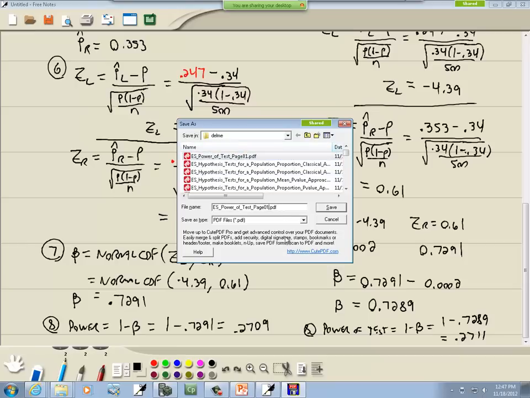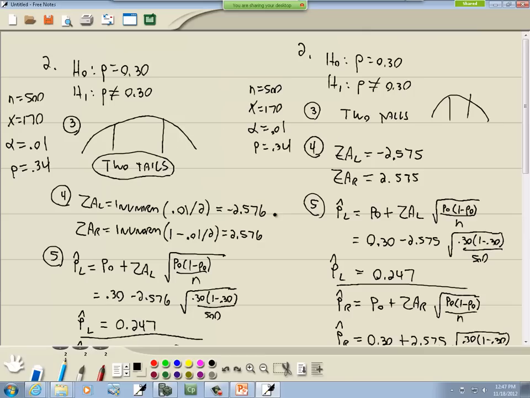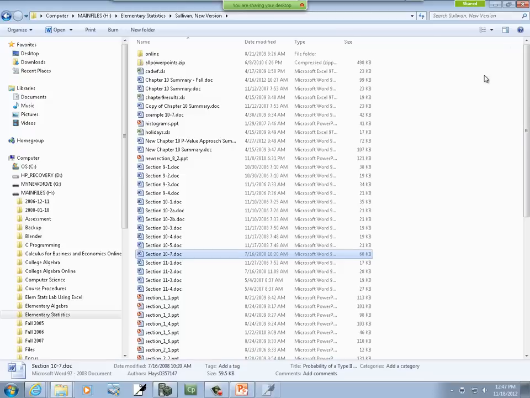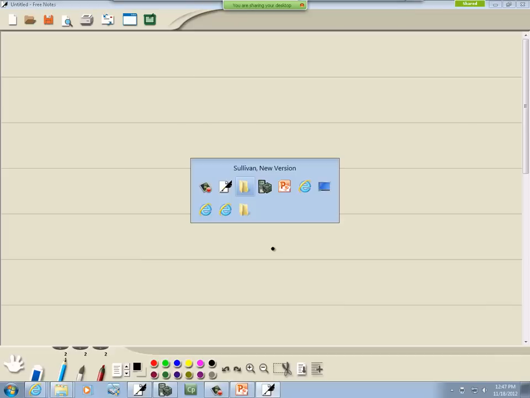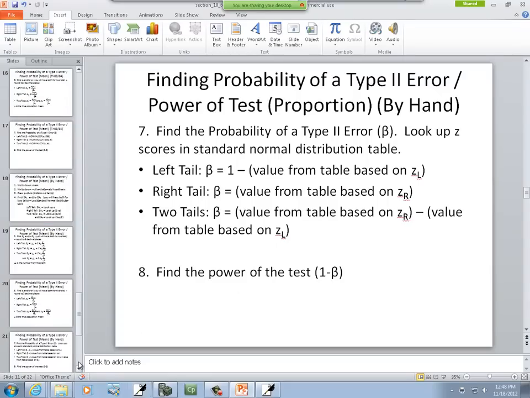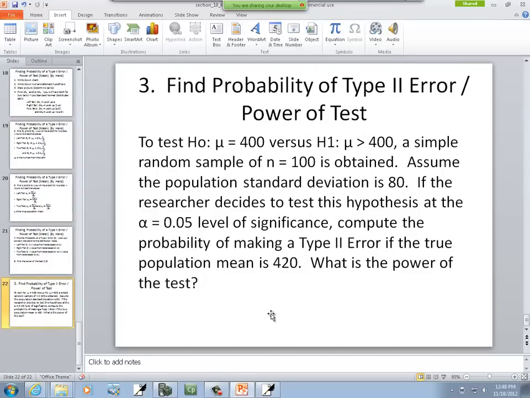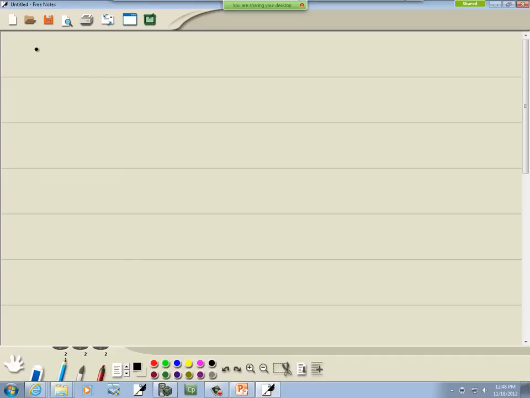And then we'll look at the mean. So if you've been waiting for the mean, we're there. Those are finding the probability of a type 2 error and the power of a test based upon the proportion, like a proportion claim. Now this next example, we'll do it based upon the mean. So let's come down to here and write our problem down.